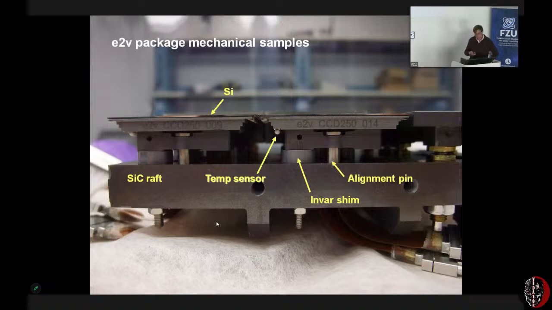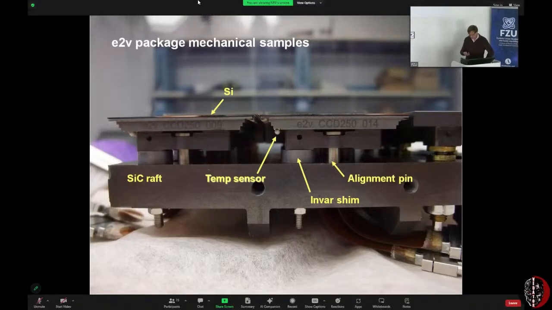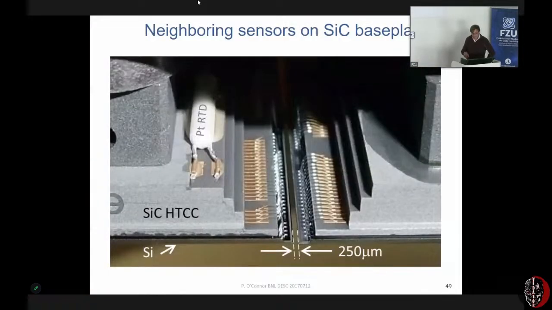This is a photograph of the E2V CCDs, and basically you see how everything is mounted there, and everything should be aligned to a few micron precision, because otherwise you will not meet the alignment specs. This zoom-in photograph shows a gap between two CCDs, so it's only a quarter of a millimeter, sorry, 250 micron. And you also see the bond wires, for example, that's how the sensor is connected to the outside world.